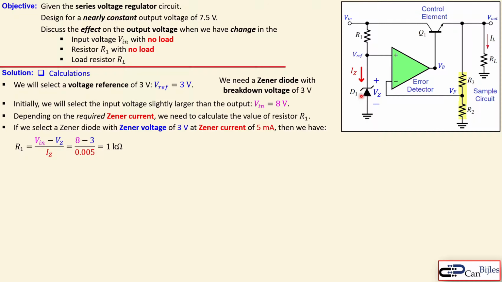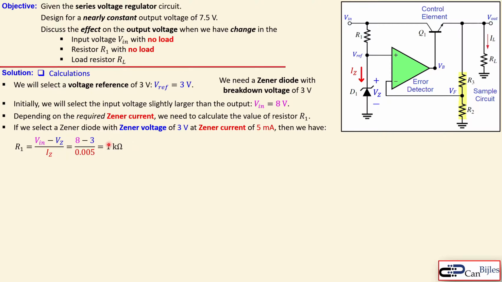Because this loop is using Kirchhoff's voltage law, we can say R1 is equal to V in minus the Vref or VZ, which is exactly the same, divided by the current flowing in this branch. Now there's no current flowing in the operational amplifier input, assuming an ideal op-amp, and the input impedance is infinite. So this is the expression we need to use, and now we do 8 minus 3 over the 5 milliamps, 0.005, which is exactly 1 kilo ohm. So we know that our resistor R1 must be 1 kilo ohm.